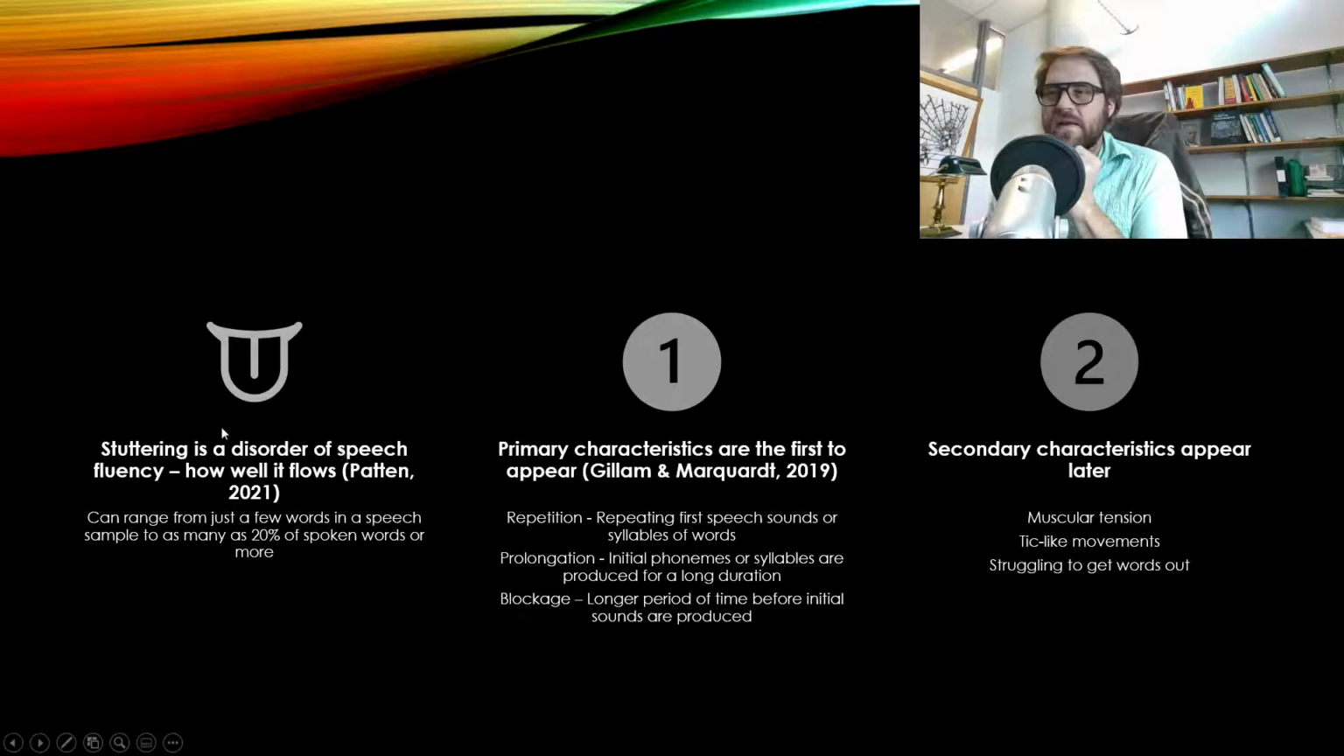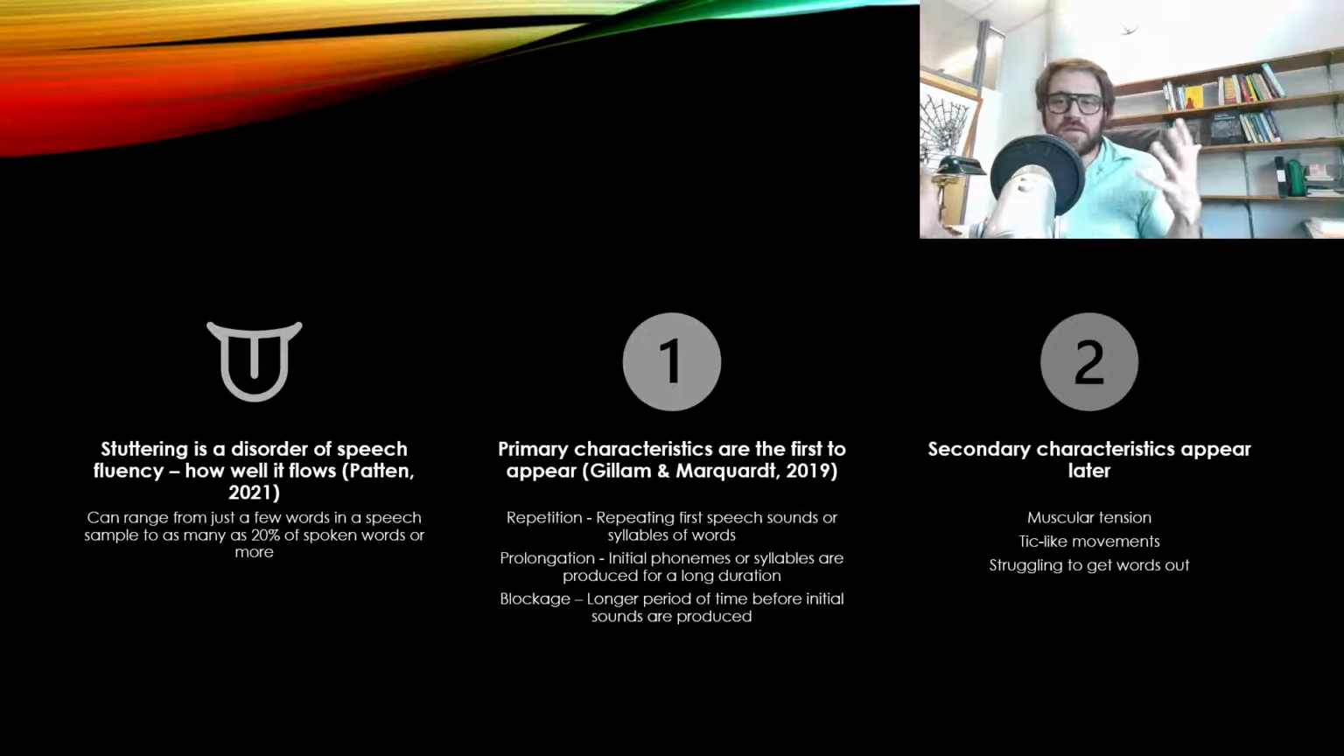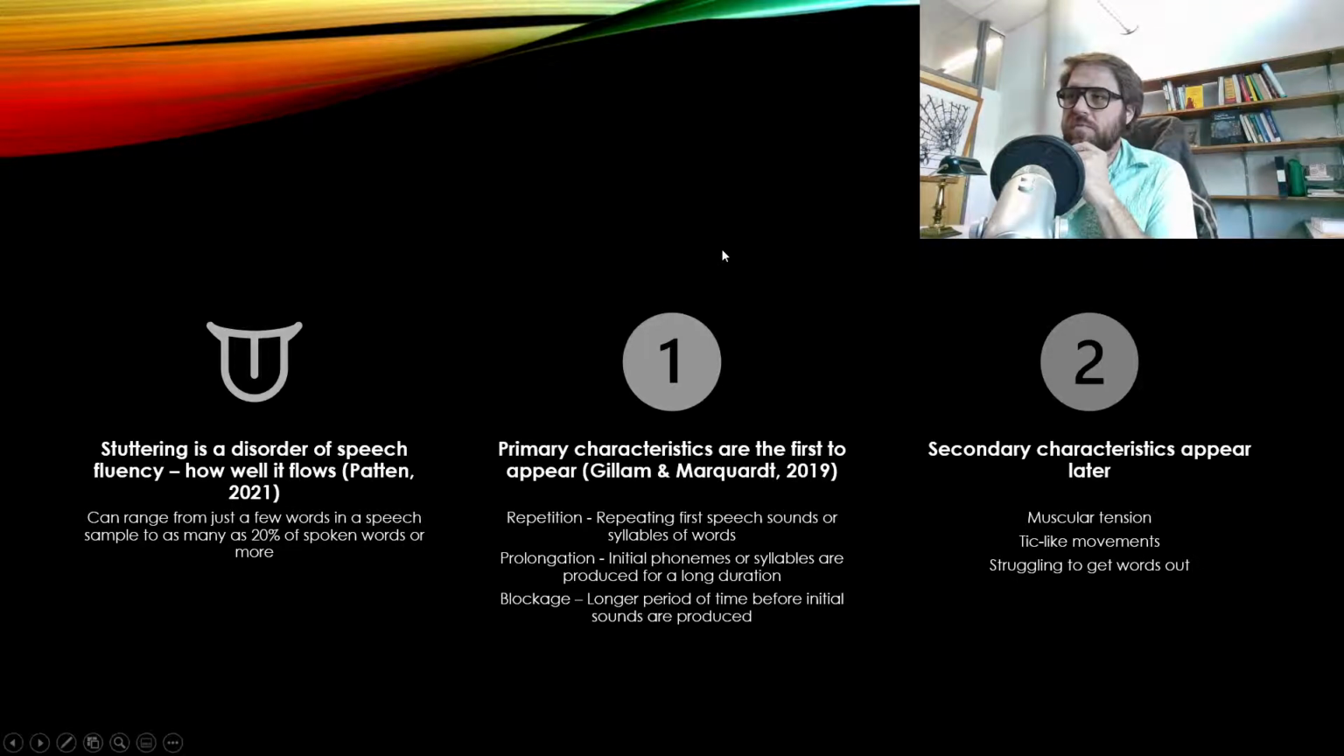So I've got a main bullet point here and then this little bit of extra info. It can range from just a few words to as many as 20% of the spoken words or more. So you've got a large range of what could be stuttering. The second bullet point here, primary characteristics are the first to appear. I'm taking this from the textbook, so we have to cite things as you come across them.